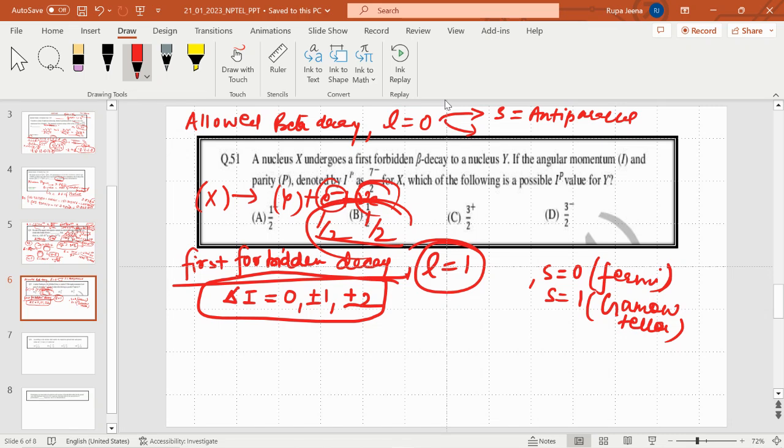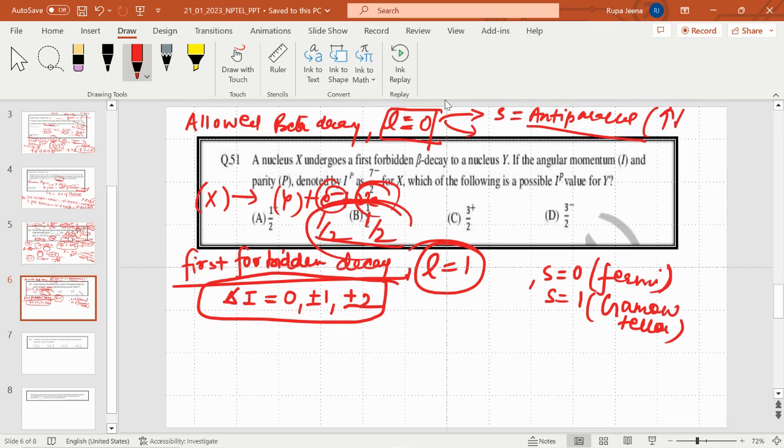Now, for allowed beta decay, we have L is equals to 0. And there are two cases. When both the particles emitted during decay are anti-parallel, that means spin is equals to 0. And when they are parallel, then spin is equals to 1. So the S is equals to 0 case falls into Fermi decay, and S is equals to 1 is Gamow-Teller decay.